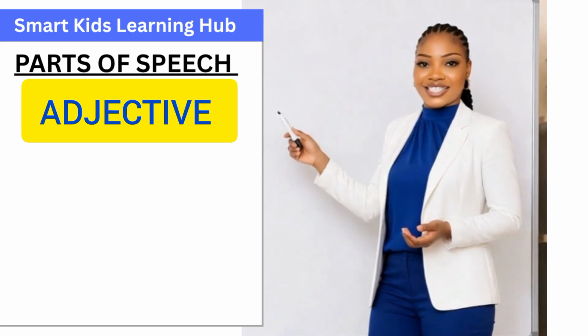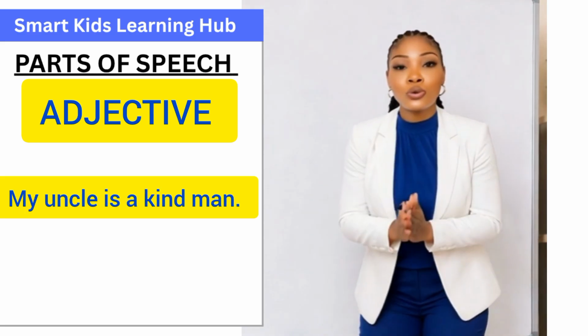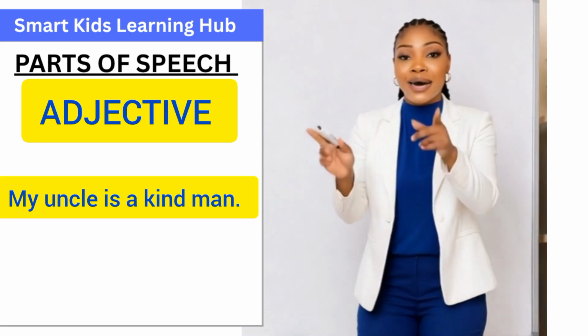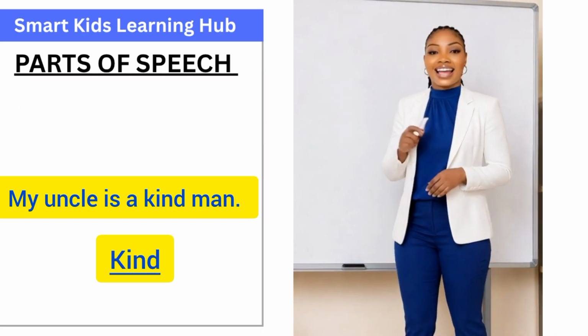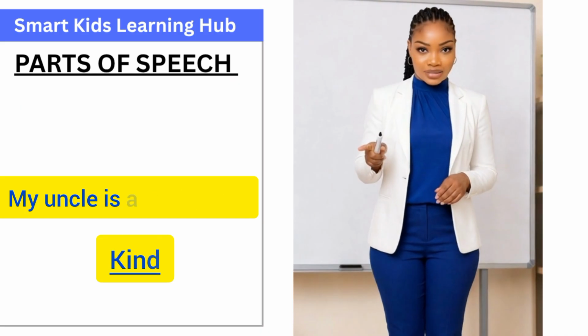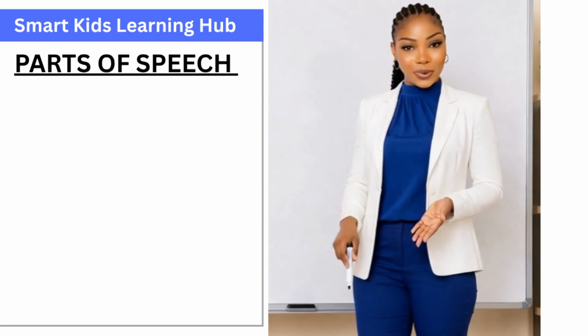Can you tell the adjective in this sentence? My uncle is a kind man. Remember, it's a describing word. Beautiful, you got it right. Kind is the adjective. Now let's look at pronouns.